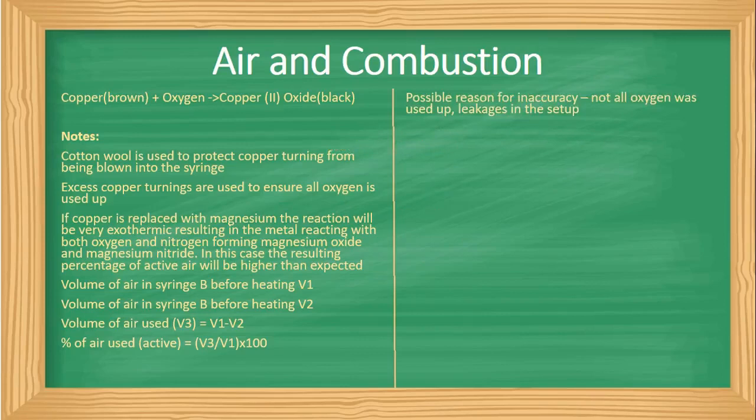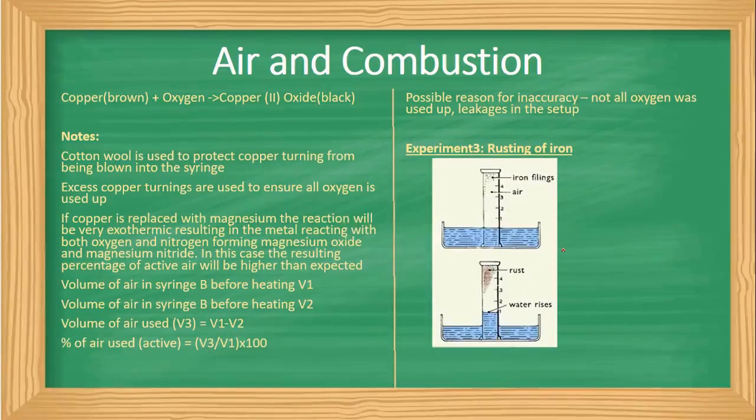There could be some reason why there is inaccuracy, because the expectation is to get 20% or 20.9% or around there, but you'll find that it is never accurate in most cases. This is because probably not all oxygen has been used up during copper burning, and also there could be some leakages in the setup. Experiment number 3 is rusting of iron.